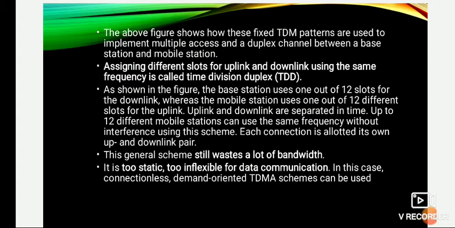Assigning different slots for the uplink and the downlink using the same frequency is called time division duplex. As shown in the figure, the base station uses 1 out of the 12 slots for the downlink, whereas the mobile station uses 1 out of 12 different slots for the uplink. Uplink and downlink are separated in time. Up to 12 different mobile stations can use the same frequency without interference using this scheme. Each connection is allotted its own uplink and downlink pair.